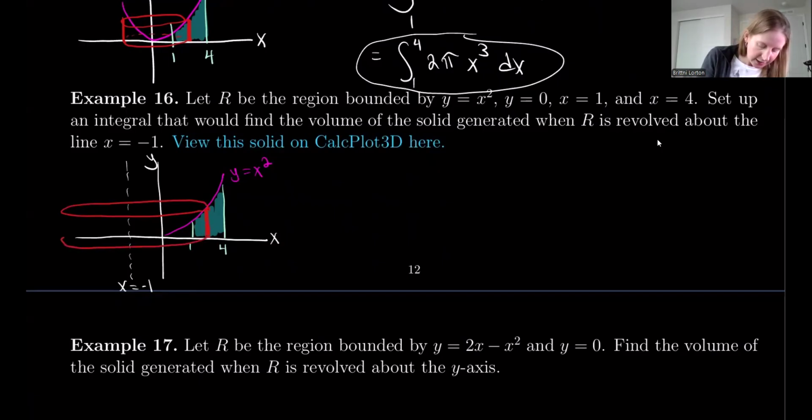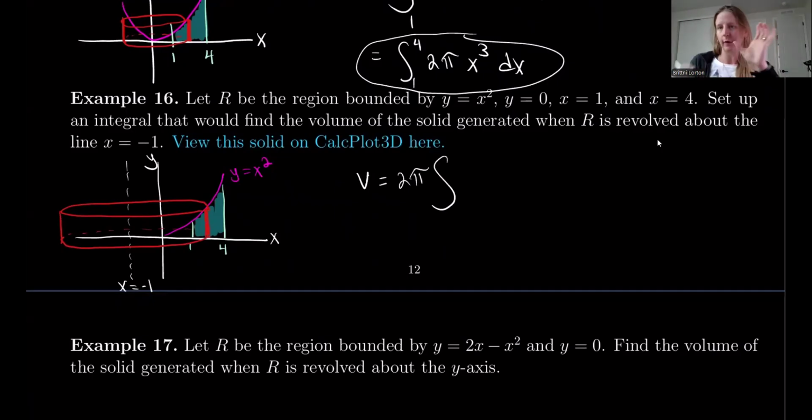And in this case, it's just a lot bigger of a shell because I've revolved it all the way around the line x equals -1. It's still a cylinder though, okay? So I'm still doing the shell method because I created a shell. So the volume is going to be 2 pi times the integral. Now 2 pi is a constant multiple, so I just factored it outside the integral. That's all I did there.